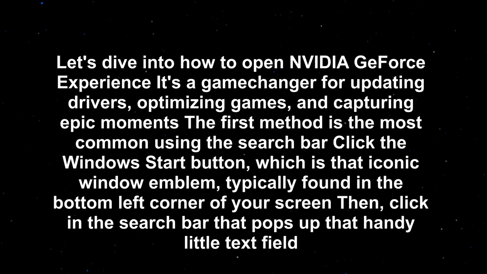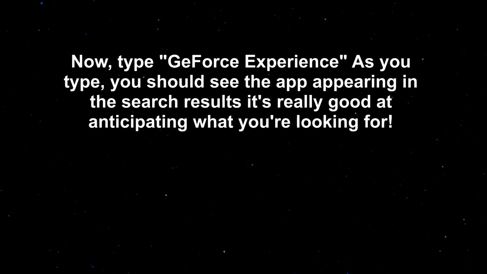Using the search bar, click the Windows Start button, which is that iconic window emblem, typically found in the bottom left corner of your screen. Then, click in the search bar that pops up, that handy little text field. Now, type Geforce Experience. As you type, you should see the app appearing in the search results. It's really good at anticipating what you're looking for.